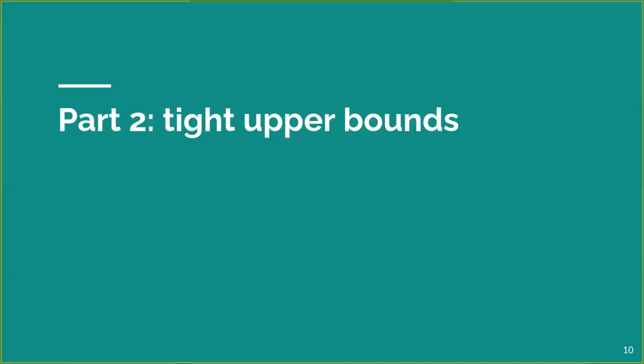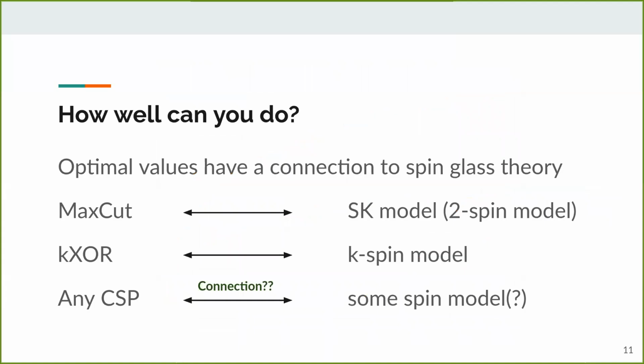So part 2, tight upper bounds. If I give you a random CSP and I tell you it's a sparse random instance and it's large, how well can you do? How many clauses can you satisfy? For many CSPs, there's a connection between the maximum number of clauses you can satisfy and some concepts in statistical physics. The most famous connection is with the maximum cut problem.